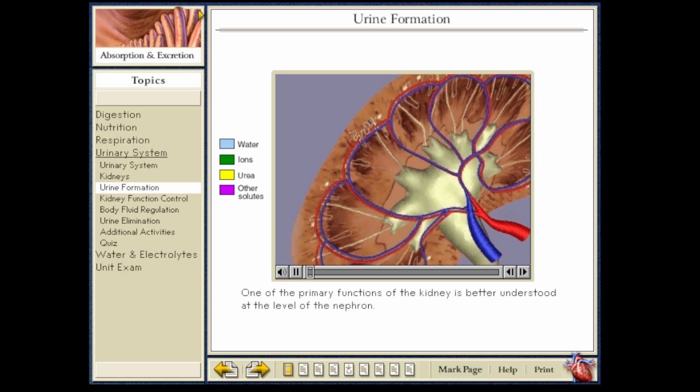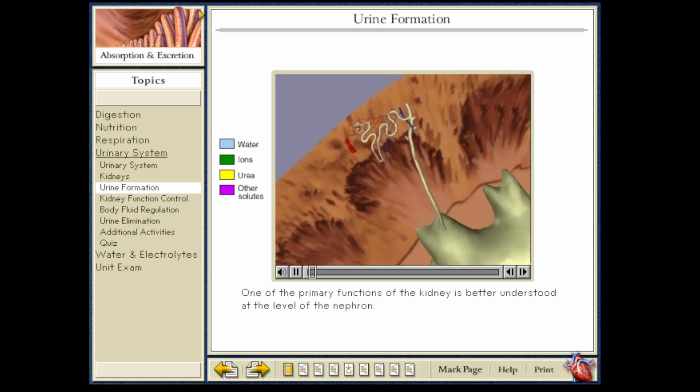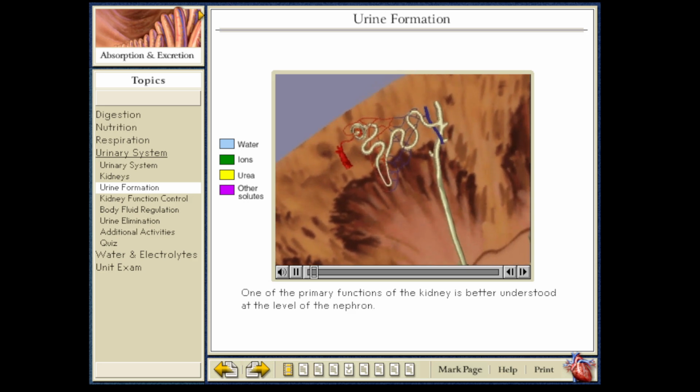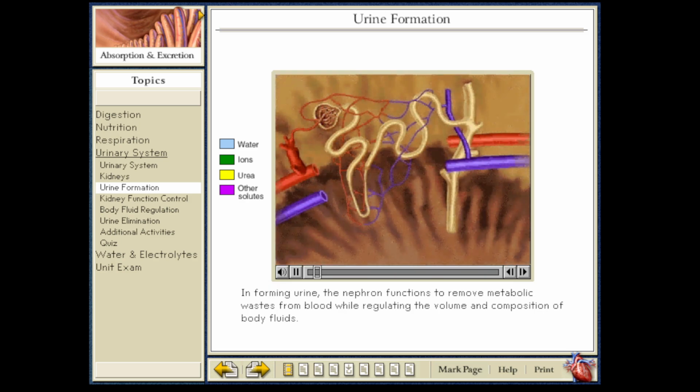One of the primary functions of the kidney is better understood at the level of the nephron. In forming urine, the nephron functions to remove metabolic wastes from blood while regulating the volume and composition of body fluids.